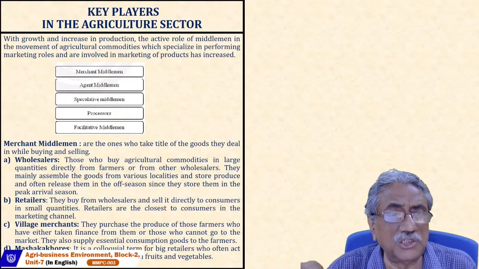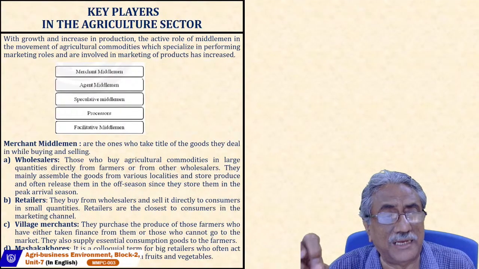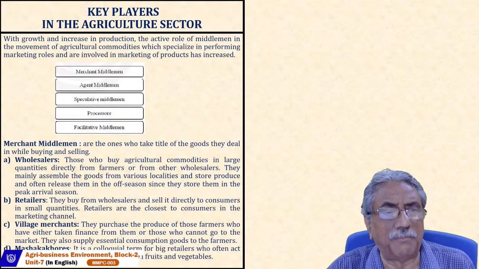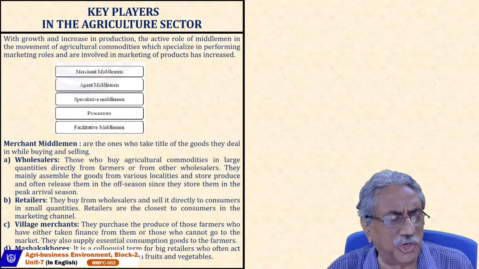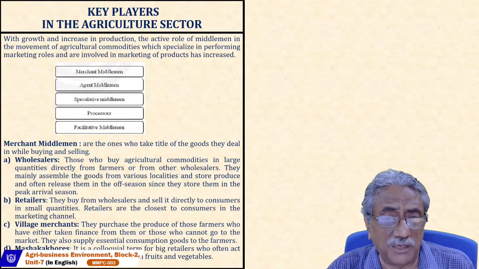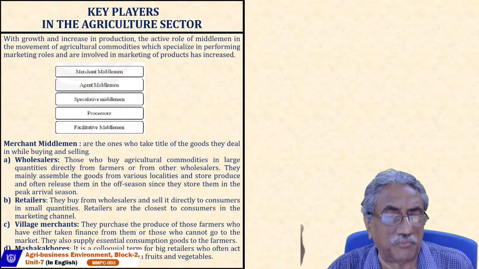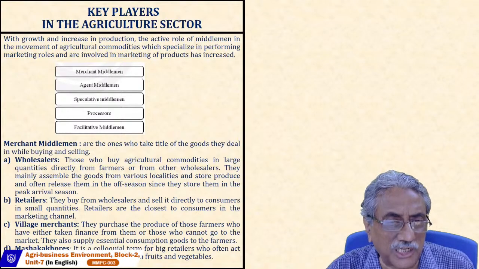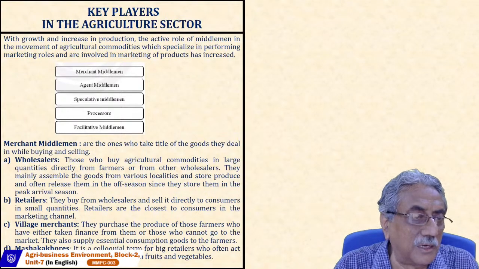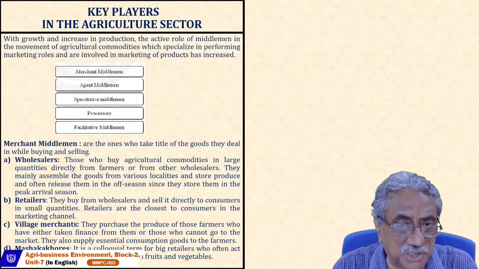Merchant middlemen are the ones who take title of the goods they deal in while buying and selling. So a wholesaler will buy the material and keep it in his godown. He will have big godowns. And when there is a demand, he will release slowly. Or when there is a shortage, he will sell it at a higher price to take advantage of the seasons.